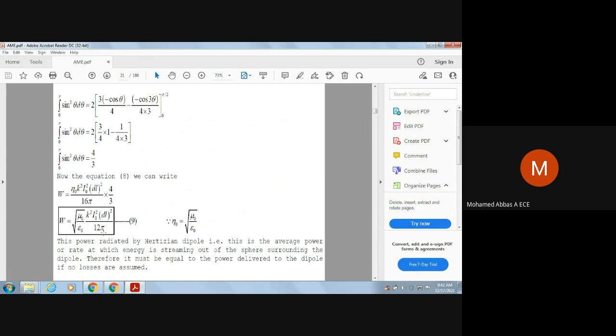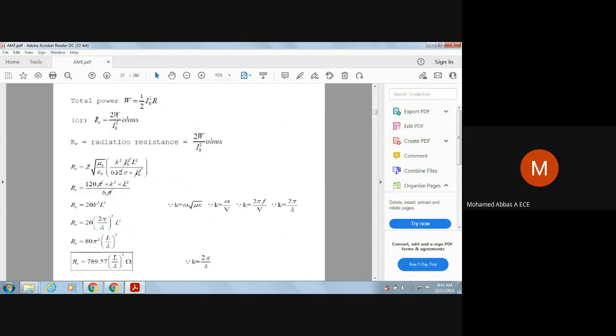Okay, so you can say it must be equal to the power delivered to the dipole, assuming that there are no losses, zero loss. So we represent the total power in terms of the radiation resistance. W is equal to 1 by 2 I naught square into R. So the radiation resistance R_r is equal to 2W by I naught square. So we need to calculate the value of the radiation resistance for the short dipole or Hertzian dipole.